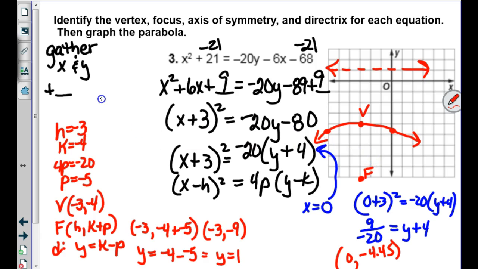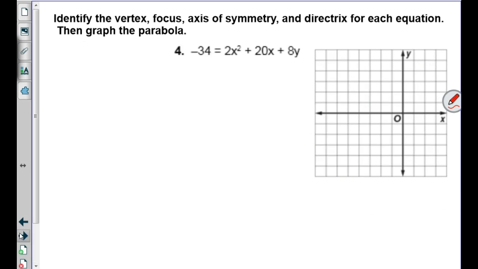I also forgot the axis of symmetry. Let's see, x equals negative 3. Did anybody have it? Because it should just be going right down the middle through that. All right. We have another one?